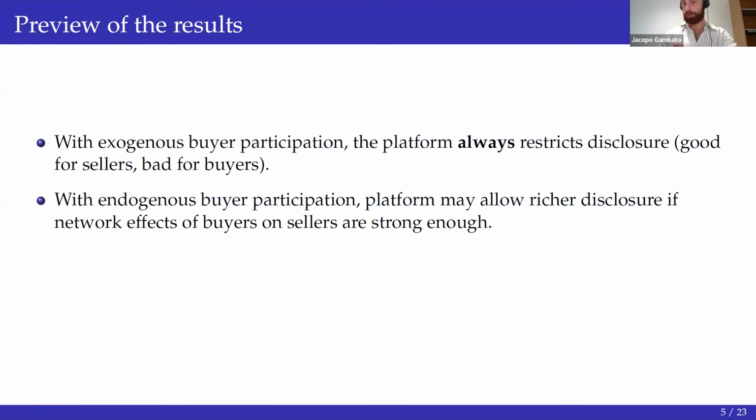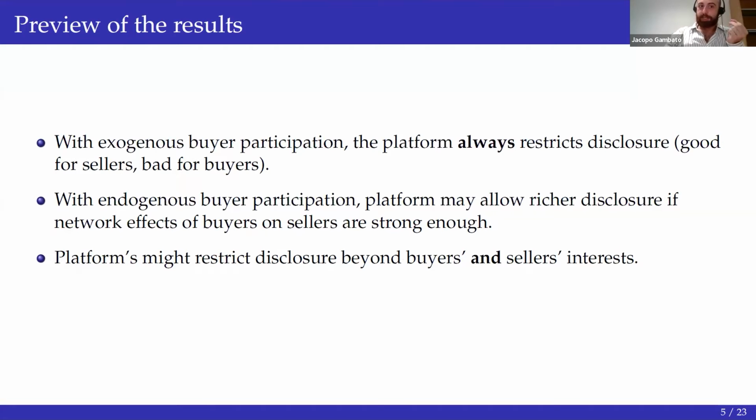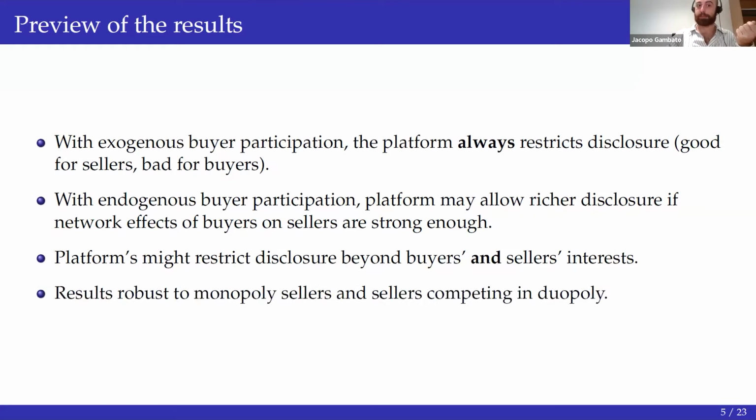However, when we allow buyer participation to be endogenous and to react to the participation of the sellers, then the platform may allow for richer disclosure to account for the network effects and to have more consumers join, to have more sellers join, to generate the attraction spiral that we know about in the platform environment, if these network effects are strong enough. However, we also show that in some cases, the platform may restrict the disclosure possibility of consumers beyond both buyers' and sellers' interests. And this comes out because of a neat interaction between the disclosure regime selected and the optimal fee that the platform would charge to sellers in combination with the disclosure regime selected. And finally, we show that this is robust both to having monopoly sellers active on the platform and duopoly sellers specifically competing on a Hotelling line, with horizontally differentiated products on the same platform.